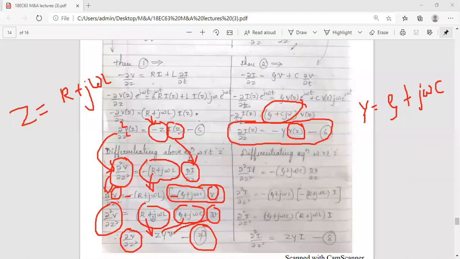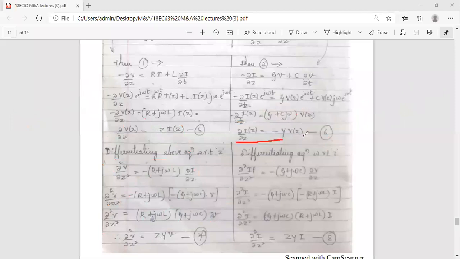Let us move to the other part. Equation 6, differentiate this also one more time. What we did with equation 5, we differentiated one more time because we wanted a second order equation. So similarly, equation 6 also, we will differentiate one more time with respect to z.